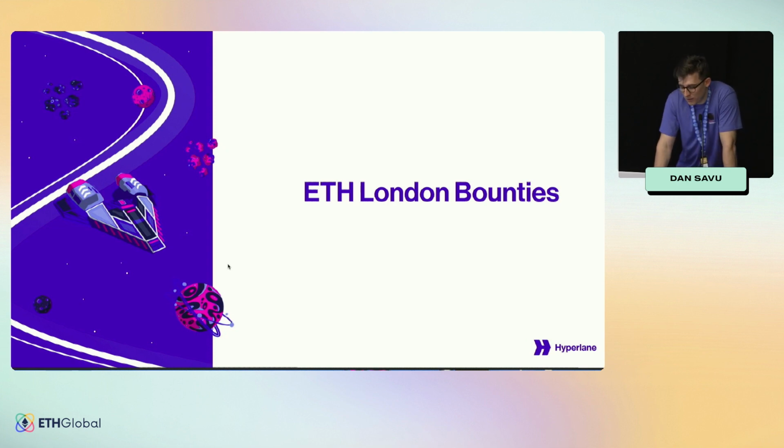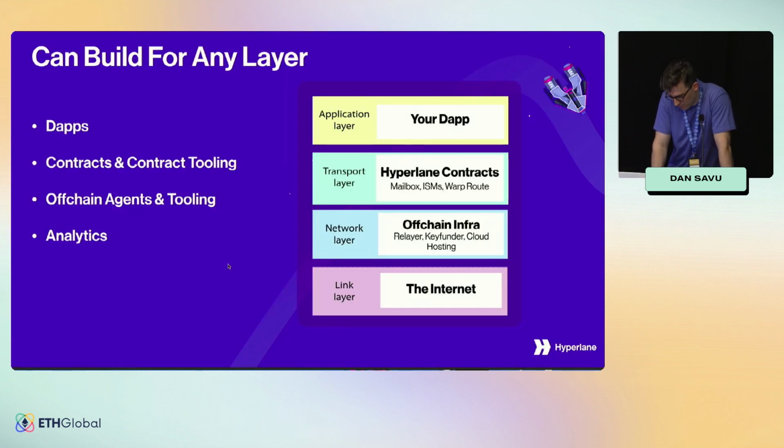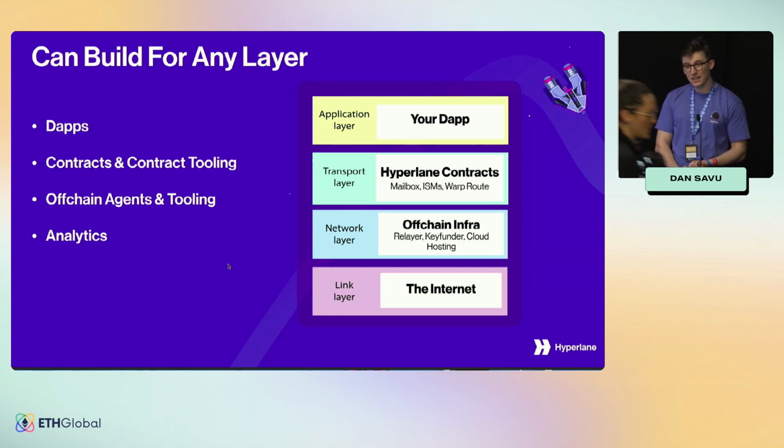And since we're at the hackathon, let's also quickly cover the bounties. So you can build at any layer. We tried to keep the bounties as general as possible. So you can build a dApp on top of an existing Hyperlane deployment. You can build a contract like an ISM or tooling for deploying and versioning contracts cross-chain. You can improve off-chain agents, like maybe creating a better key funder or tooling for it, or analytics just to track how messages move across chains.